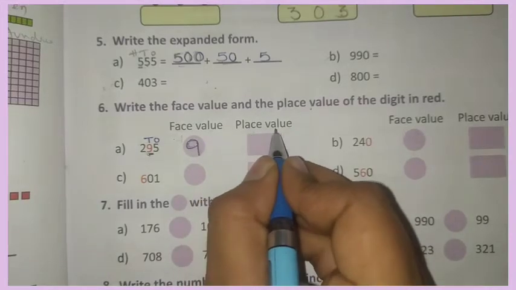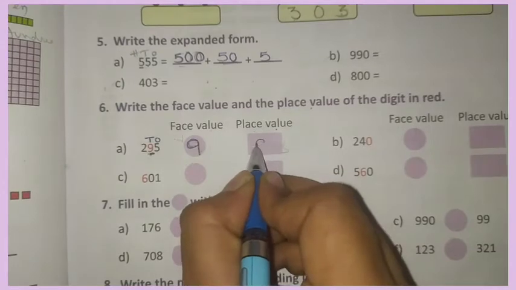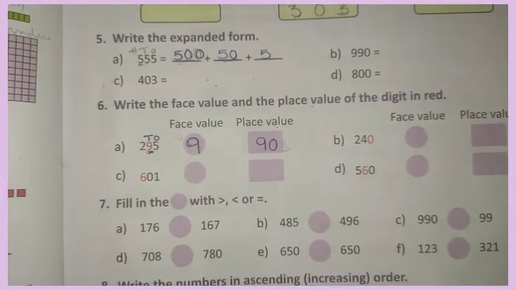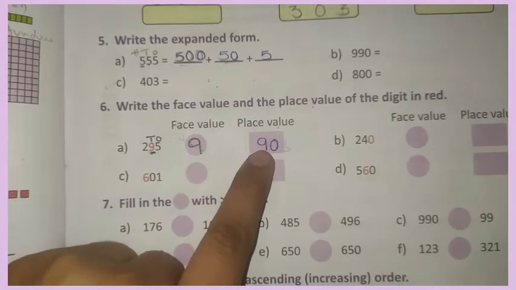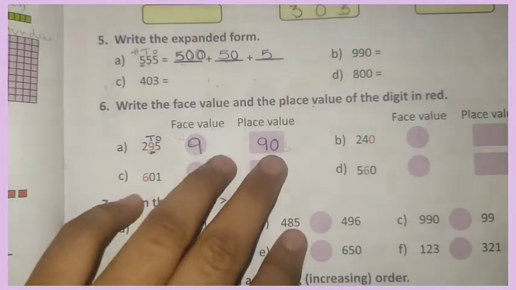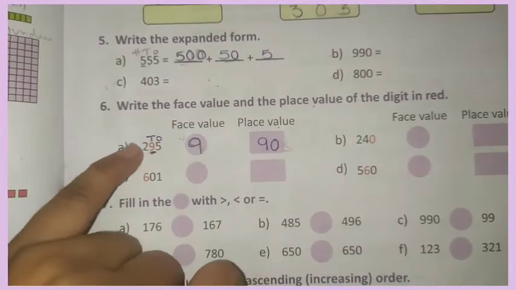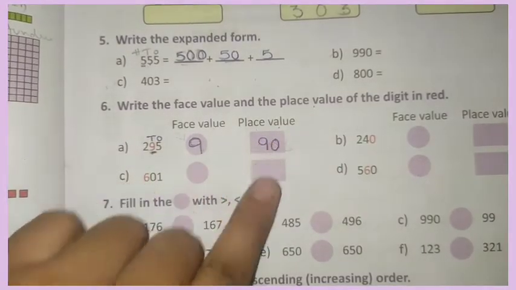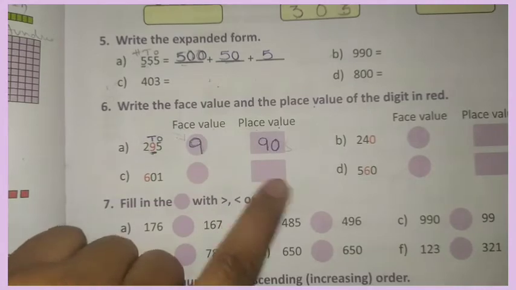Here the place value is given. So 9 tens are 90, so we should write 90 here. We have to write the value of that place. We should not write tens, ones, hundreds. We have to write like this: 9 is in tens place, so 9 tens are 90. Here 6 is in hundreds place, 6 hundreds are 600. Like that.